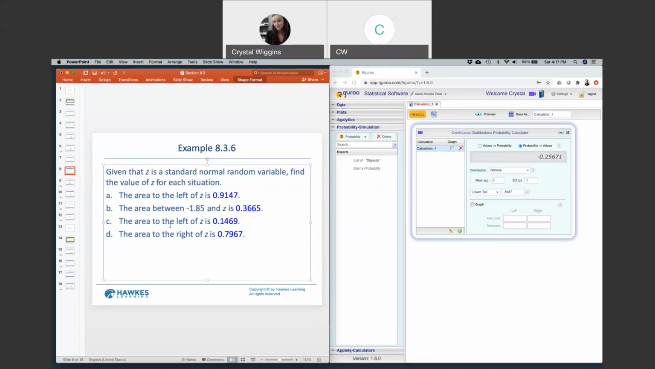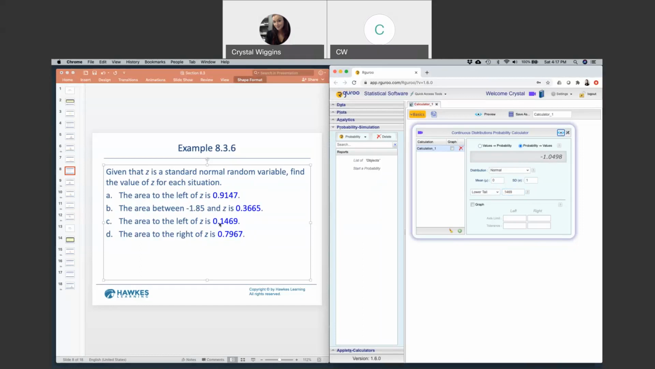Let's find an area to the left of a z-score. To the left, find the z. The area is 0.1469. Again, this is a left tail, so 0.1469, and the z-score is negative 1.05 if we round. Z-scores are rounded to 2 decimal places. Areas, probabilities, to 4 decimal places.